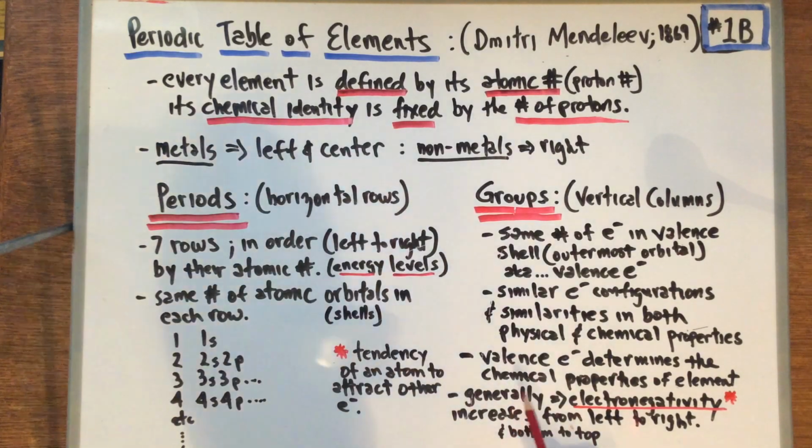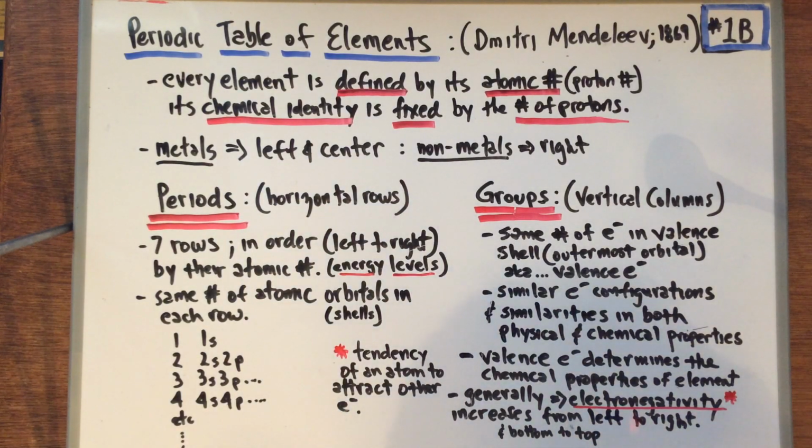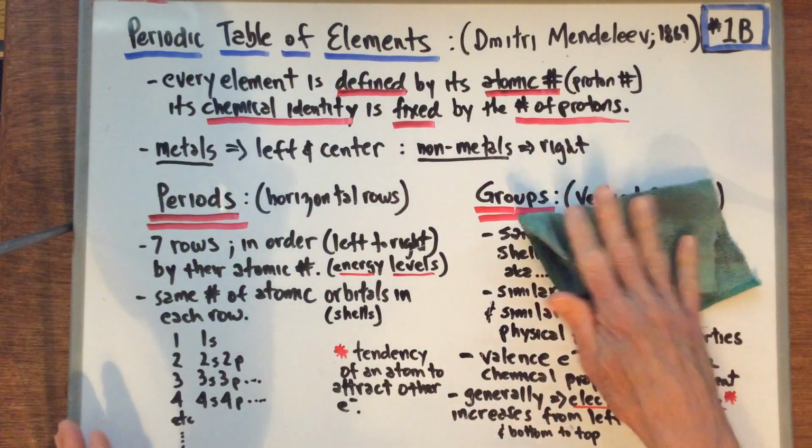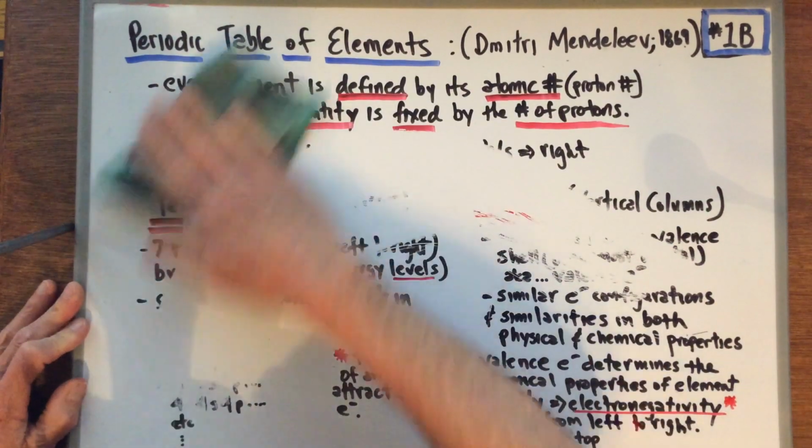Now, let's go back. Electronegativity, again, is the tendency of an atom to attract other electrons. Generally speaking, electronegativity increases from left to right and also from bottom to top. Okay, so let me draw this up here. Let me erase this. I'm going to draw a sketch here of the periodic table of elements.